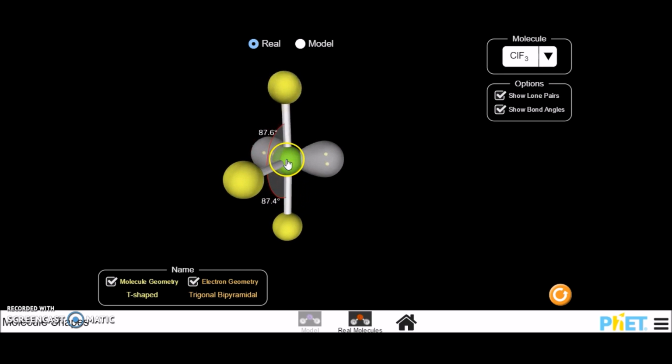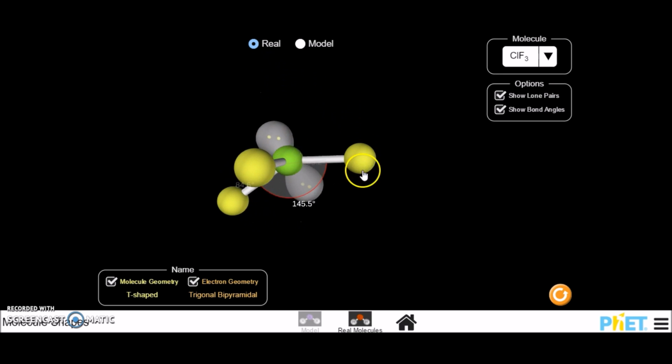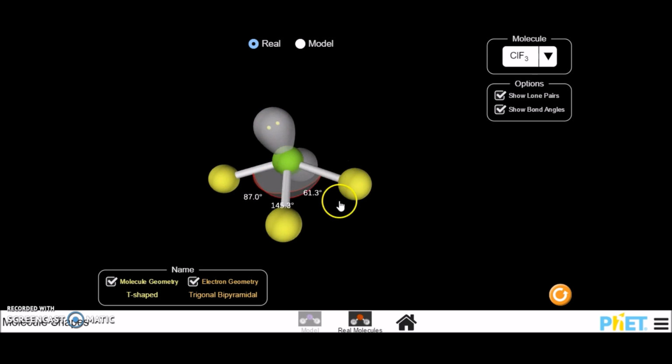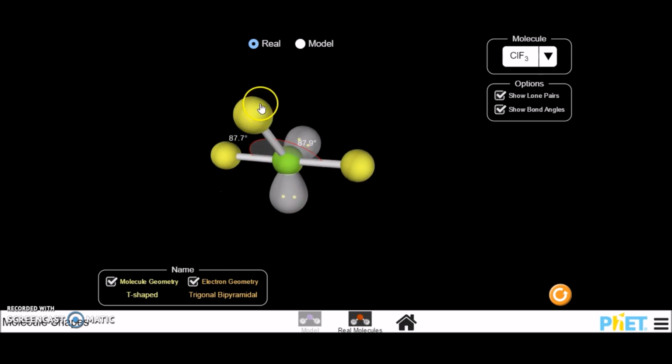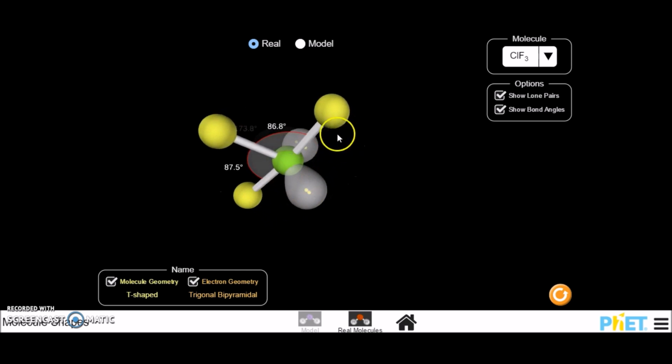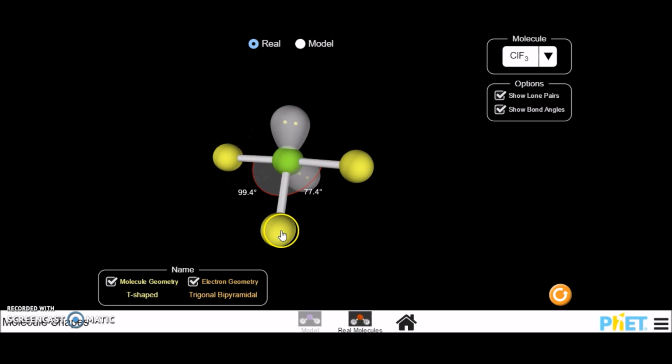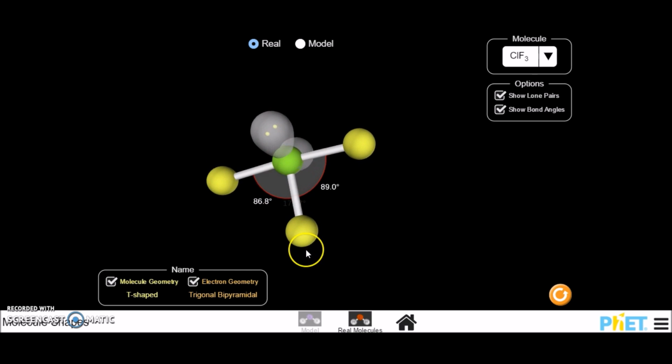Here we have a nice chlorine in the middle and three fluorines around the outside. Here we have our lone pairs making each bond angle 87.5. It is going to give us a T shape if we are just looking at it based on the molecule, but it is going to be trigonal bipyramidal if we're looking at it including the electron lone pairs.